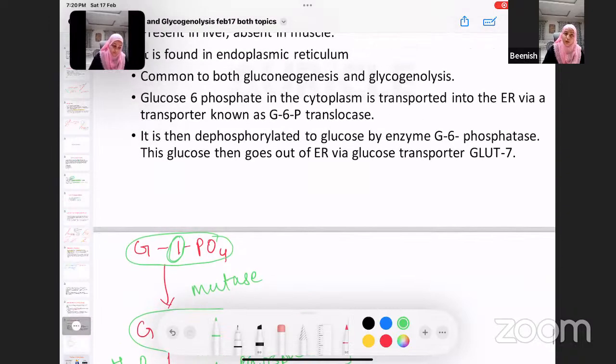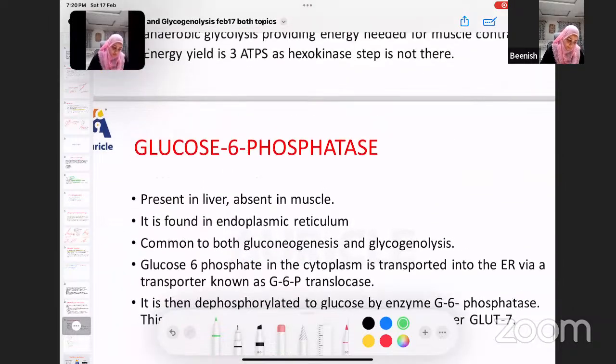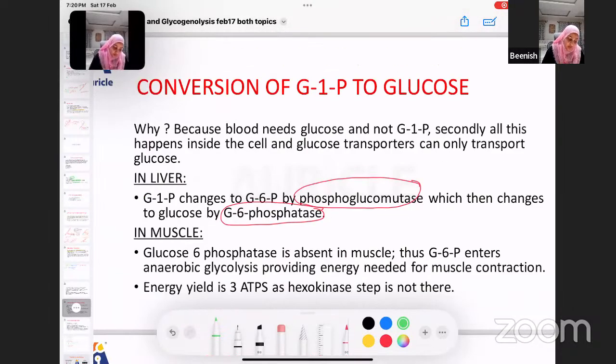Now, do you understand the first point in the beginning, in the introduction, when I said that the liver glycogen aims at maintaining the blood glucose level? Okay, so this is how your liver glycogen helps in maintaining blood glucose levels.